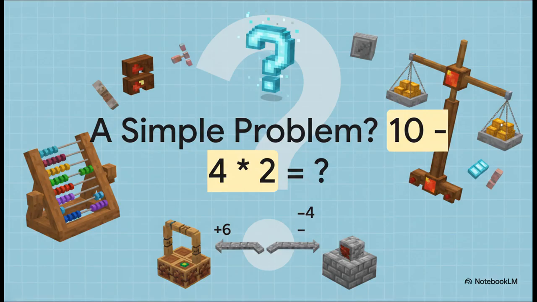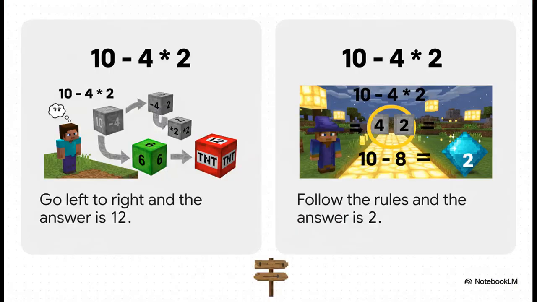All right, let's jump right in with a classic. Take a look at this. 10 minus 4 times 2. Seems simple enough, doesn't it? But believe it or not, this little problem is where a lot of the confusion starts. Now, if you just go left to right, you do 10 minus 4, which is 6, and then 6 times 2, which gives you 12. But maybe you thought you should do the multiplication first. So 4 times 2 is 8, and 10 minus 8 is 2.